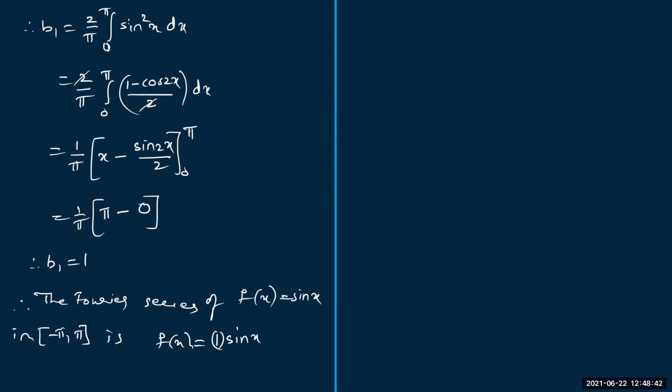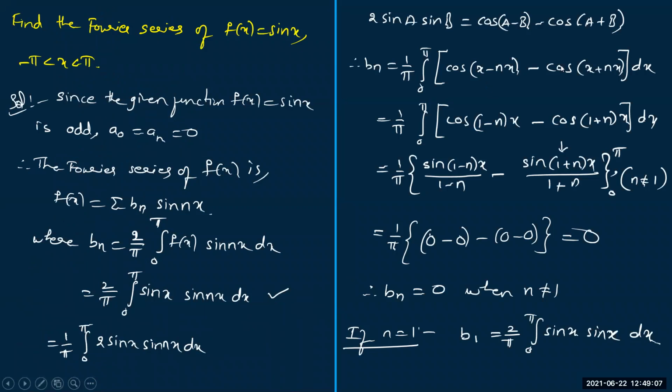But see, for the same function sine x, if you try to find the Fourier series in the other interval, I mean in the interval 0 to 2 pi, you will certainly get some other results. Though it is an odd function, if the interval of definition is from 0 to 2 pi, you will certainly get other values. So this is how you can find the Fourier series expansion of either an even or odd function. Anyway, we'll continue this.